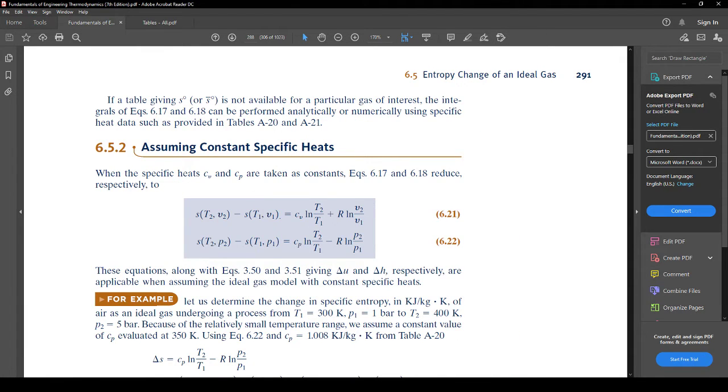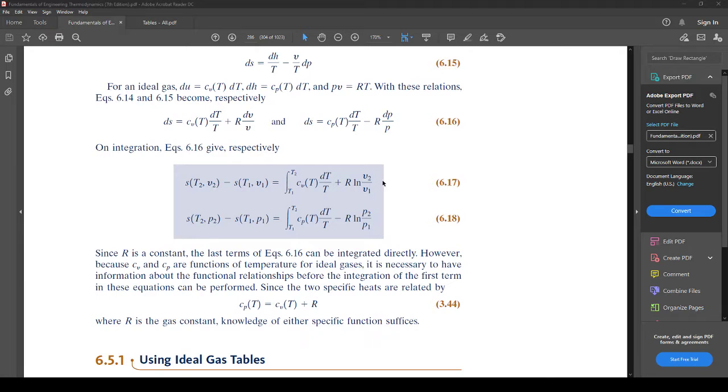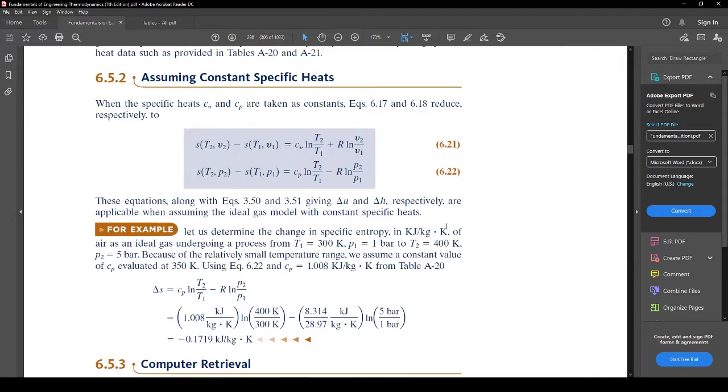This equation is making the assumption that the specific heats are constants. They are not changing with temperature or pressure or anything like that. So you have to immediately think of that. You have to go, okay, with these equations, we are treating them as constant, which is good, right? That means we have an assumption that's going to help us. So let's look at this. It says, when the specific heats CV and CP are taken as constants, the previous equations, 6.17 and 6.18, which we can go look at really far back up here. So right here, when these are taken as constants, meaning you can pull them out of the integral, we get down to here.